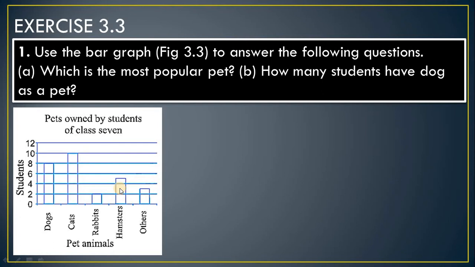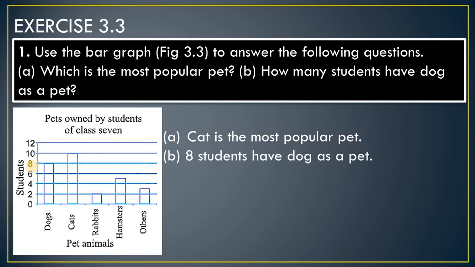The first question is very simple: which is the most popular pet? So you have to check the highest bar. Here it is liked by 10 students, so it is the most popular pet. How many students have a dog as a pet? Clearly 8 is there, that bar represents the value 8. So the second answer is 8.